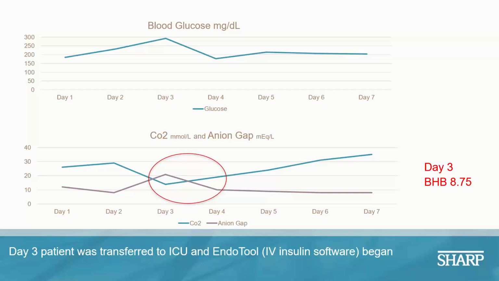Her beta-hydroxybutyrate was also showing the acidosis. So on day 3, the patient was transferred to the ICU, and we use EndoTool at Sharp, which is an IV insulin software, and that was begun. In her time in the ICU, she was doing fine with just her femur fracture, but the acidosis is what actually caused her to go into the ICU. This extended her stay and extended her needing to be in the hospital in general.